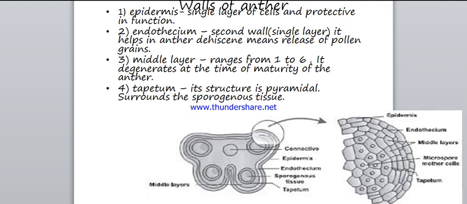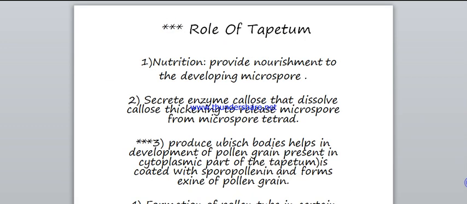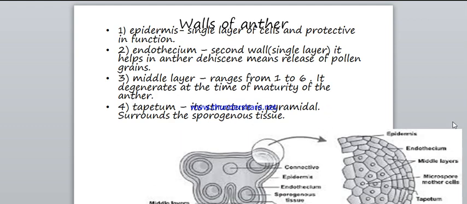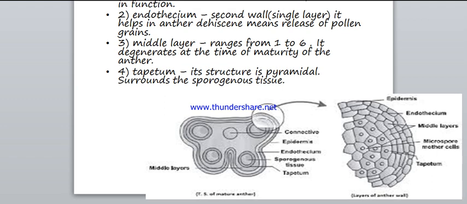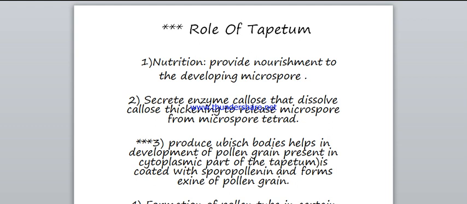Now the fourth one is the tapetum. That is the most important layer for the board exam because questions have been asked from the tapetum several times. Its structure is pyramidal and it surrounds the sporogenous tissue. Here is the diagram related to this, which you have to draw in your copy. Once again I am showing you the diagram so that you can draw it or take a screenshot also. Okay, so this is the diagram. Now we should move forward.